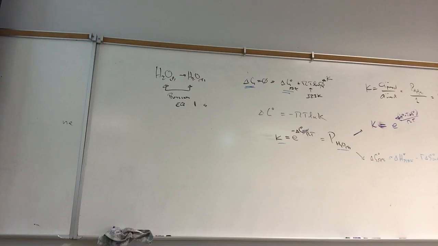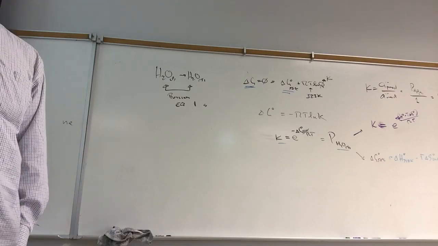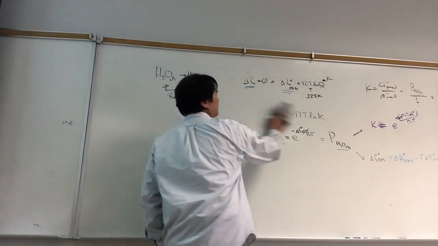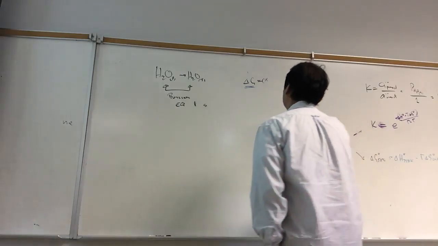Number 1 is C. Delta G value equal to 0 kilojoules per mole means that when the system reaches equilibrium, K will be equal to 1. Is that true? Unfortunately, it's not true. Let's look at an example here of why it's not true.